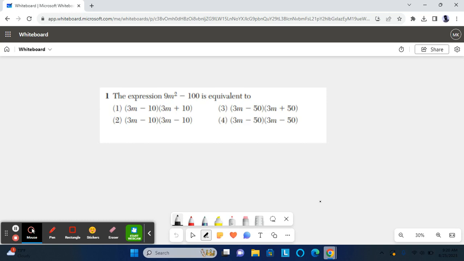Today we are going to be doing questions 1 through 5 from the 2023 June Algebra I Regents. So let's begin. For the first question, it says the expression 9m squared minus 100 is equivalent to.